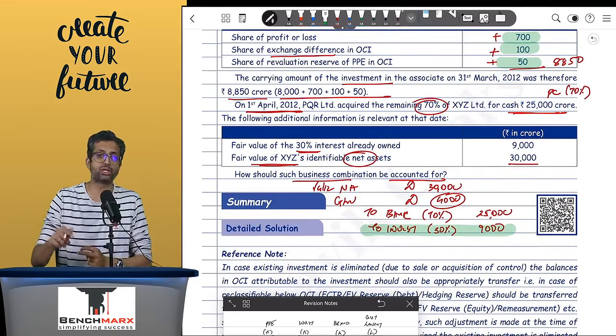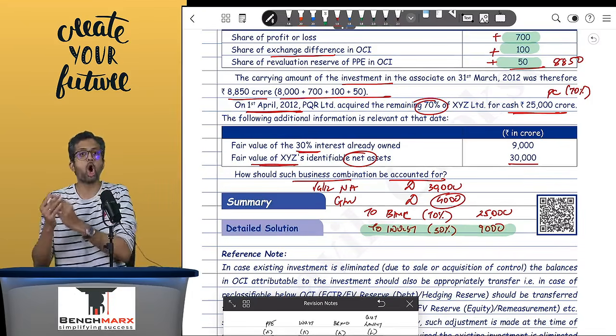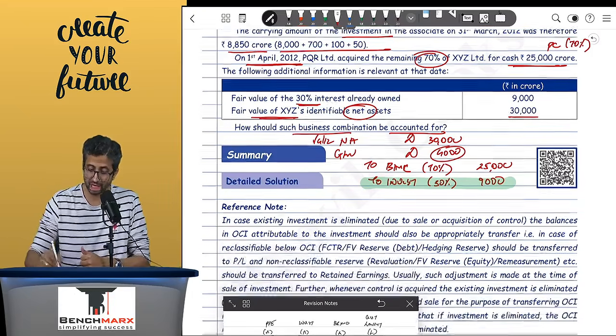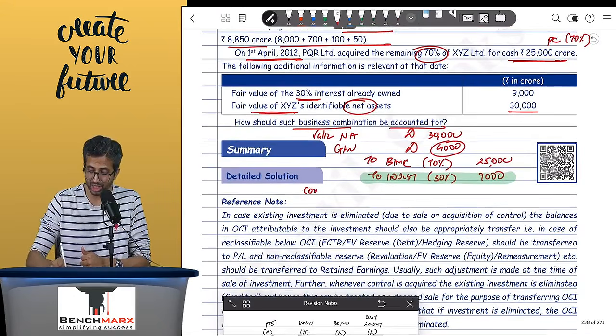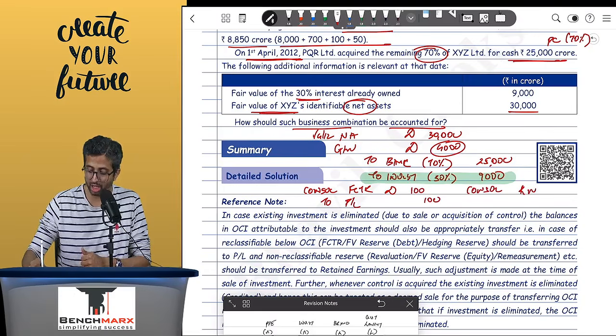Well, it has to be transferred either to the retained earnings if it is non-reclassifiable like revaluation, or to the statement of P&L if it is reclassifiable like FCTR, and hence there would be a hidden entry where you would say consolidated FCTR account debit, which is a reclassifiable OCI, and hence it will be taken to the profit and loss account, which is 100, and then there will be consolidated revaluation account debit, which will be debited by 50, and to retained earnings, consolidated retained earnings will be taken at 50 rupees.